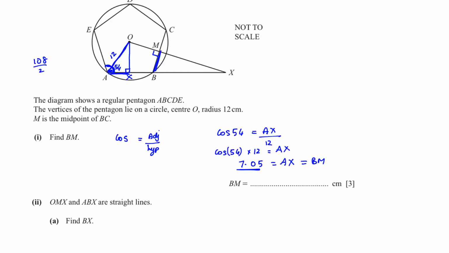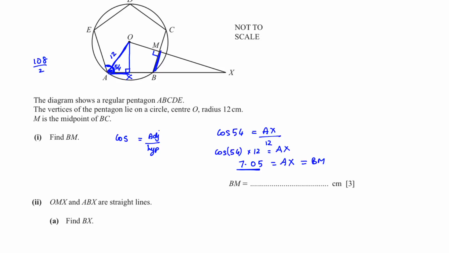Part 2. OMX and ABX are straight lines. Find BX. We have to find this part here. In part 2, OMX and ABX are straight lines. Find BX. Let's write down the information that we have.